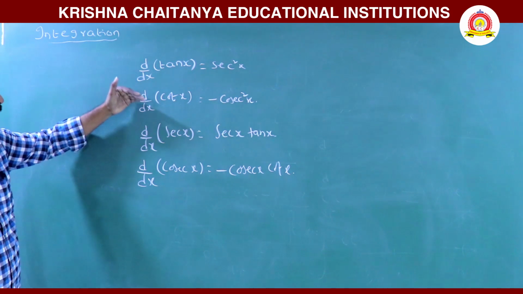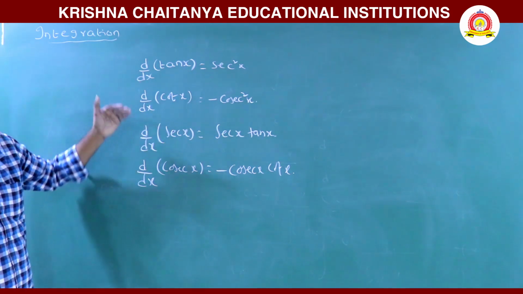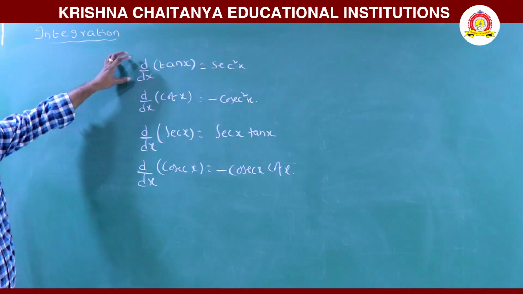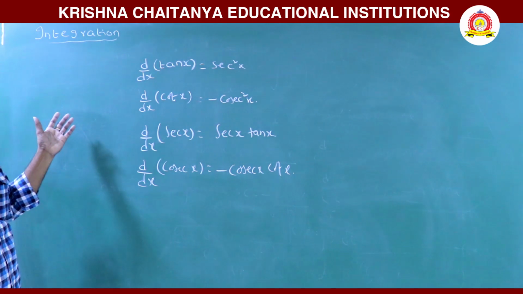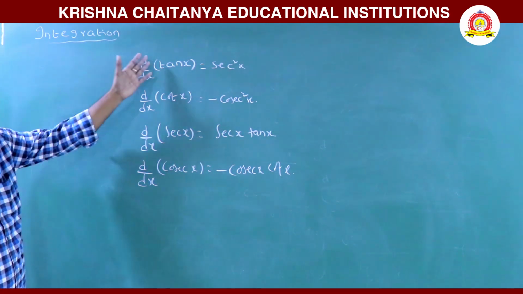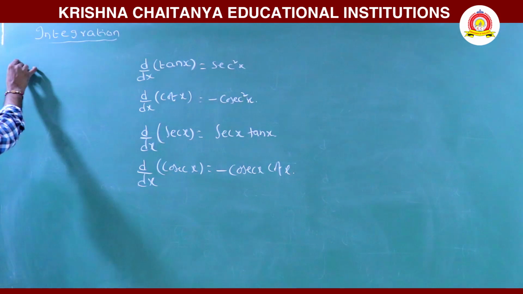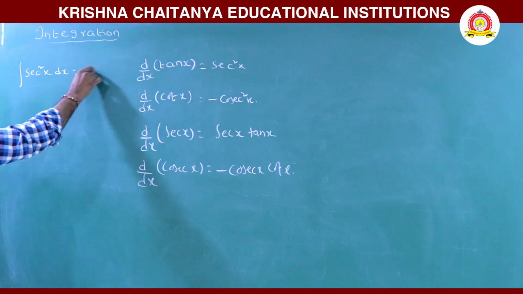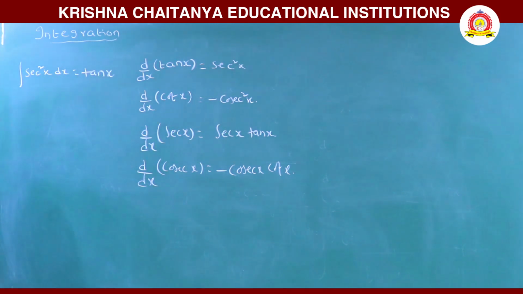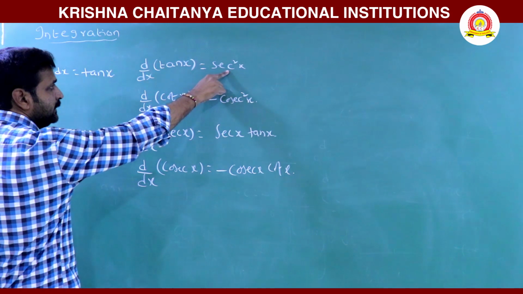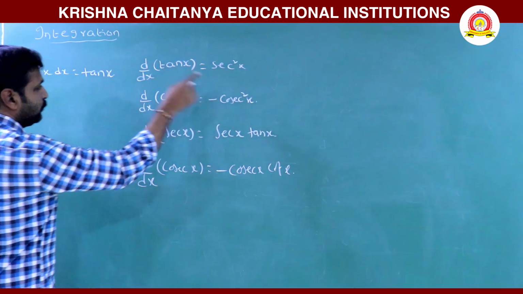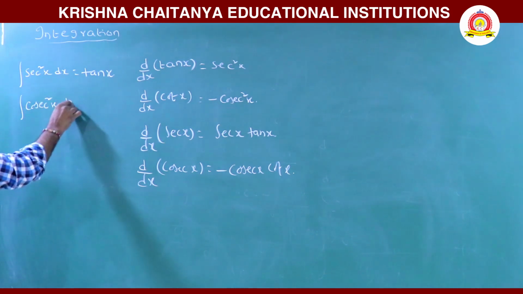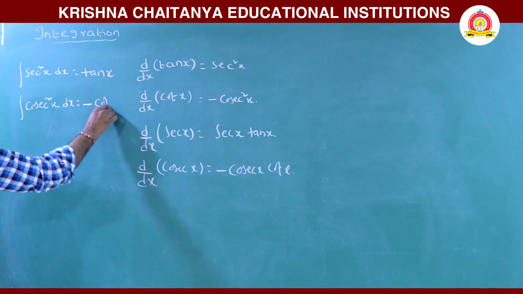We derived these formulae from the u by v method. So now taking simply the reverse format, we will get the same. If we take integral secant squared x dx, you will get tan x. If secant squared x is integrated, you will get tan x. If cosecant squared x is integrated, you will get minus cot x.